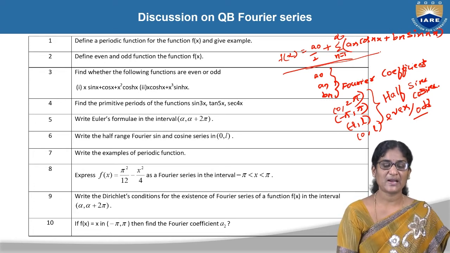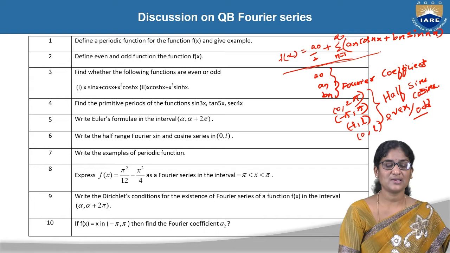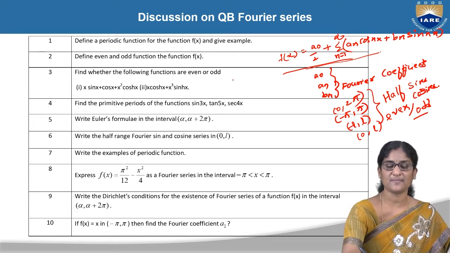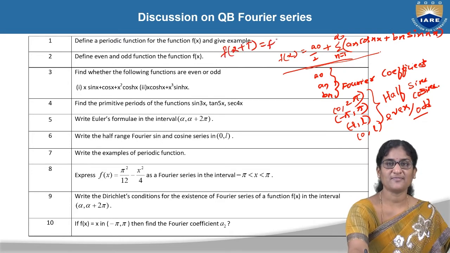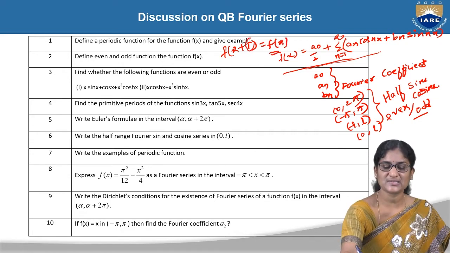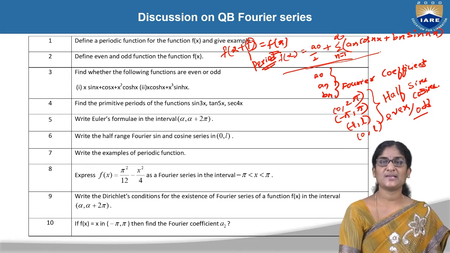The very first question of part A asks to define a periodic function for the function f of x and give an example. A function is said to be periodic if the functional value is the same after a regular interval of time. That is, f of x plus capital T should be equal to f of x. Then this T is called the period. For example, sine theta. What is the period of sine nx? That is 2 pi by n.